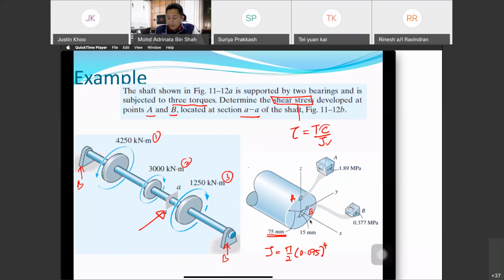C depends on the points A and B. Point B is 15 mm. Point A is the maximum, 75 mm. So for A, we use 75 mm, and for B, we use 15 mm. And now you need to calculate your T. How do you calculate your T?